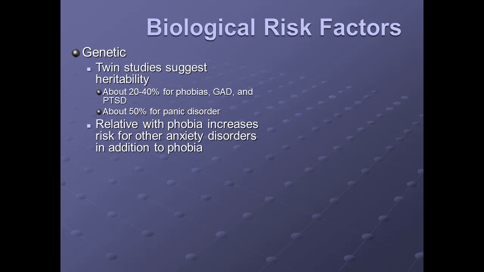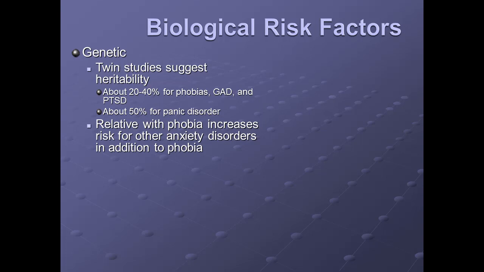When we look at twin studies, and remember when I use that term twin studies, I'm talking about identical twins, and identical twins share 100% of their genes. We're talking about identical twins that have been separated at birth. So though they share 100% of their genes, they do not share an environment. And when we look at these twins, we find a fairly significant level of heritability.